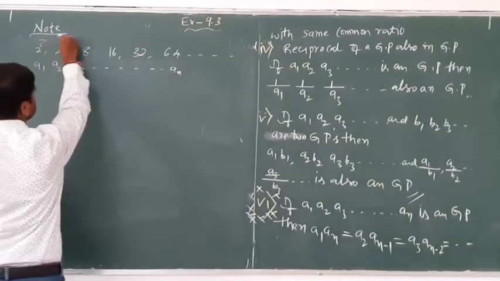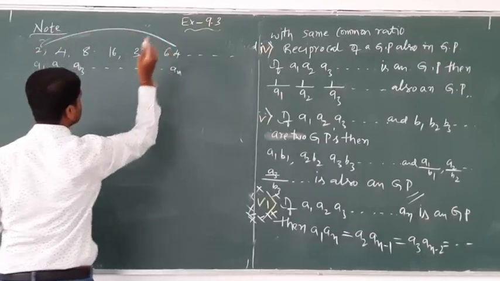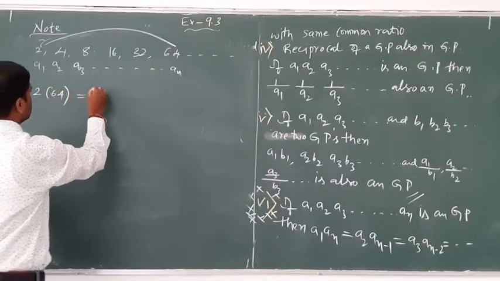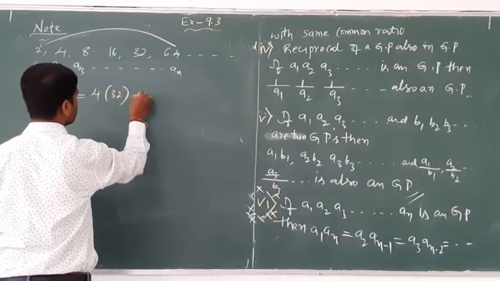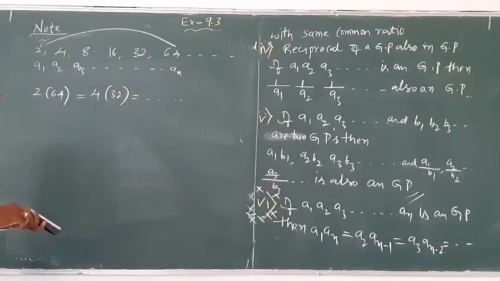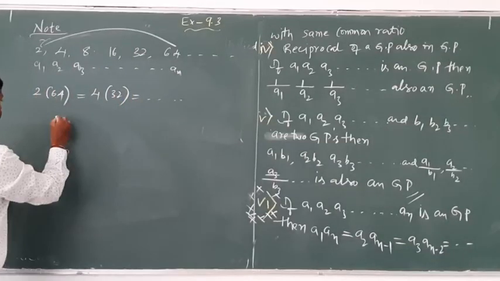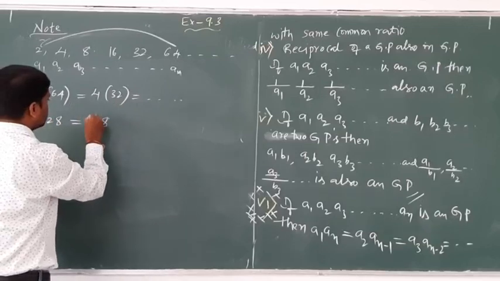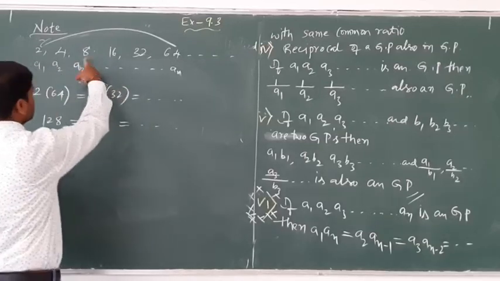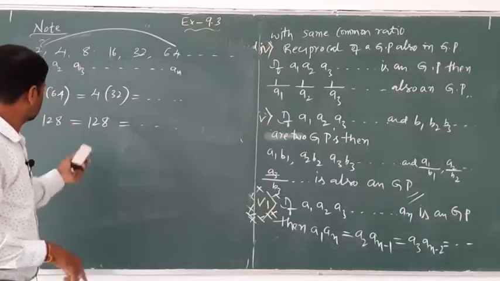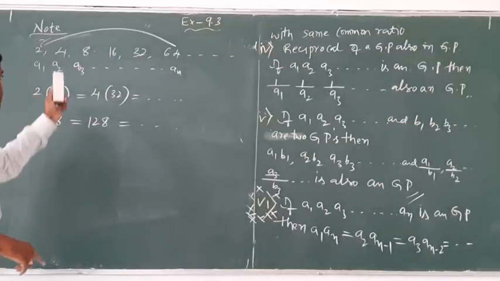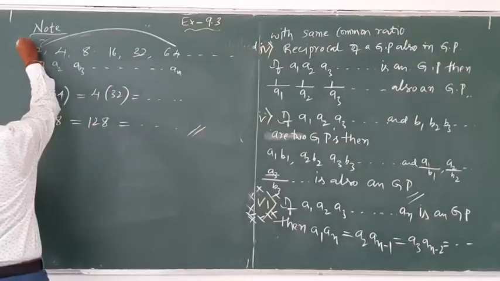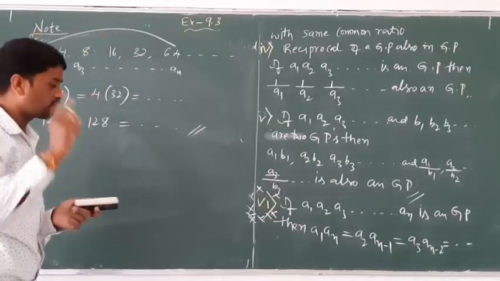Then A1 into AN is equal to A2 into AN minus 1, meaning the last term of the previous term. So here 2 into 64 is equal to 4 into 32, is equal to up to so on. 100%, you check it. 4 2s are 8, 6 2s are 12, 128 is equal to 8 into 16, also 128. So 128 is the common product, one of the very important points.